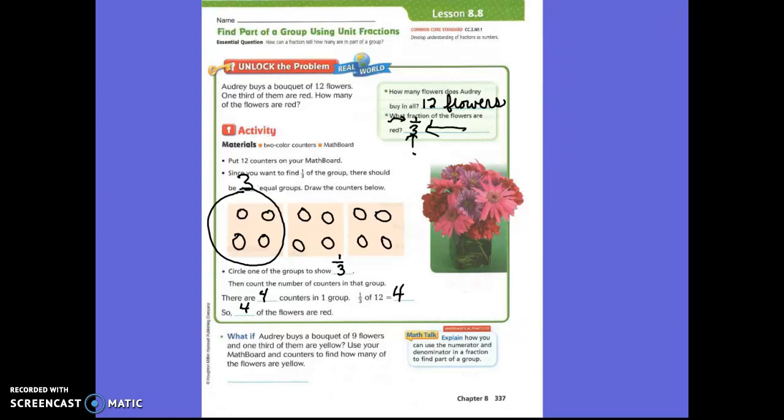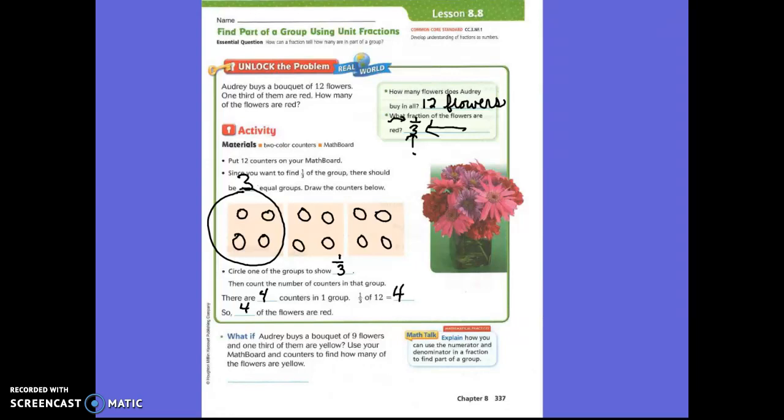Okay, now here's another question. What if Audrey bought 9 flowers instead of 12? And 1/3 of them are yellow. Use your math board and counters to find how many flowers are yellow. Now hold on. How did I know how many groups? Because that was the 3 groups. It was the denominator.